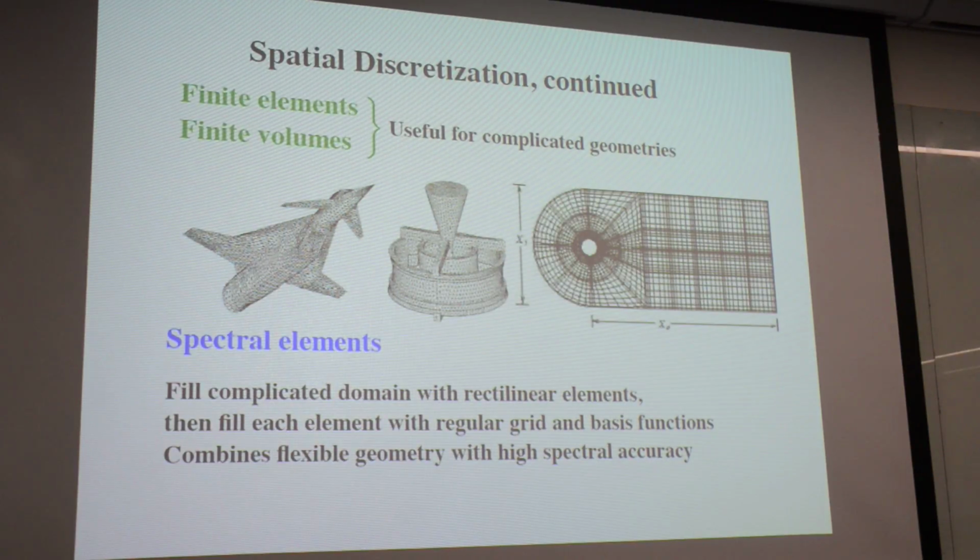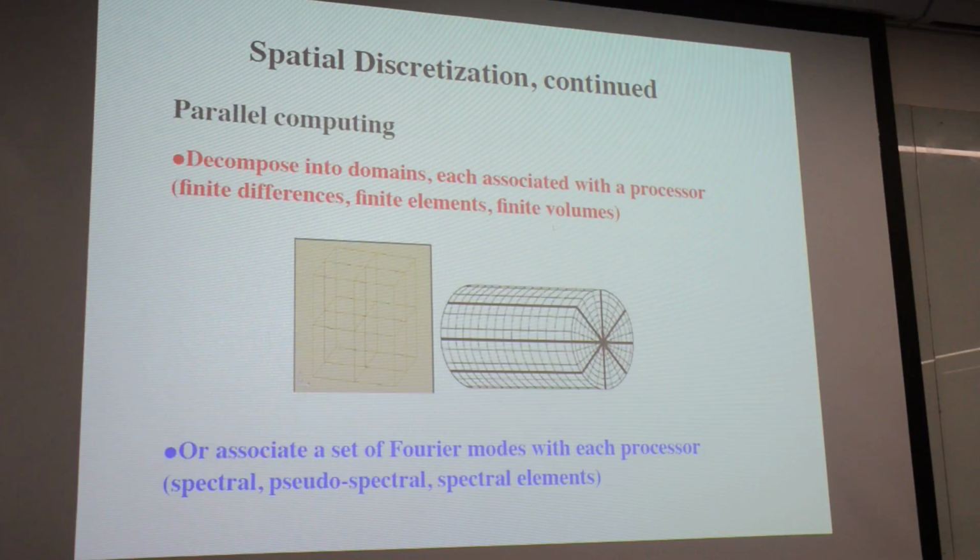So here are the pictures in which you cannot have a tensor product basis. You probably know better than me, you fill your complicated domain with rectilinear elements, and then you fill each element with a grid or with basis functions. Okay, again, something I know little or nothing about.